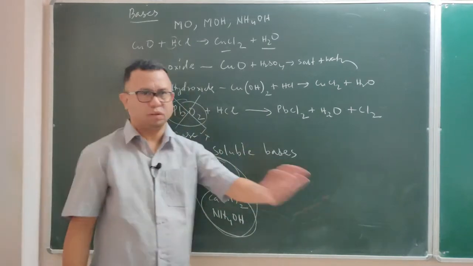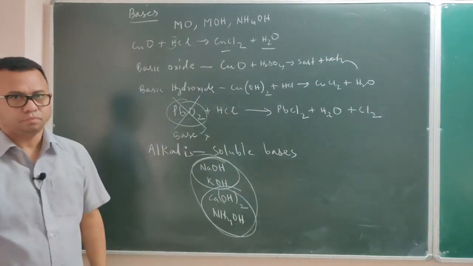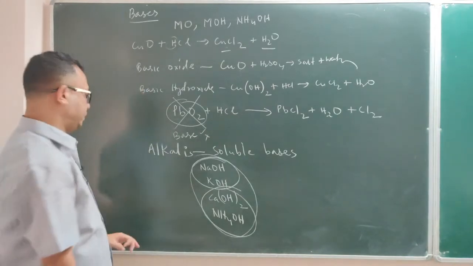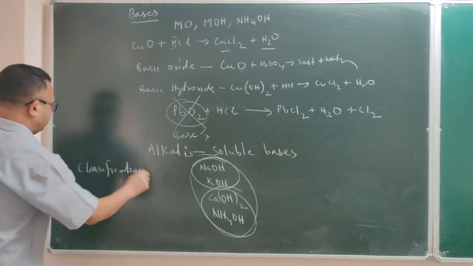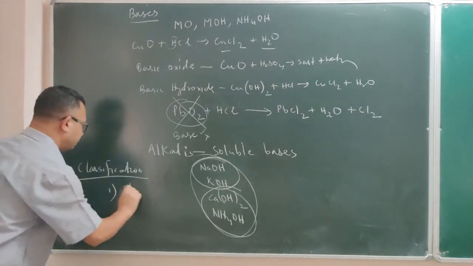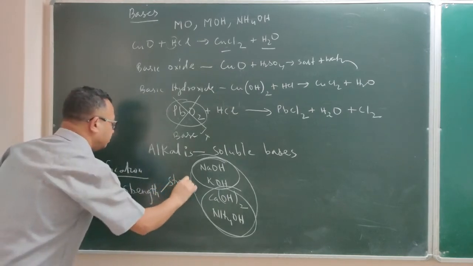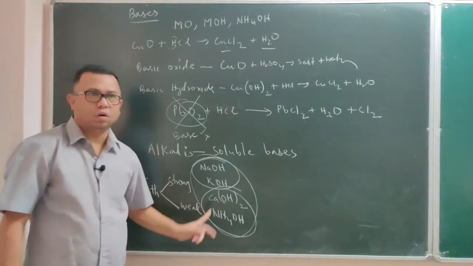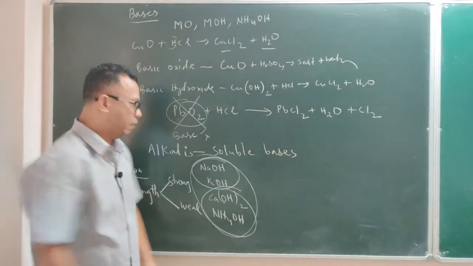Okay, let me go to the next topic. By the way, what is the meaning of alkalis? Alkalis are bases which are soluble in water. And yes, going on to classification of bases. Here only I will discuss now. On the basis of strength, a base may be considered as a strong base or a weak base. A base is considered a strong base which, when dissolved in water, produces plenty of hydroxyl ions. Hydroxyl means OH ion.